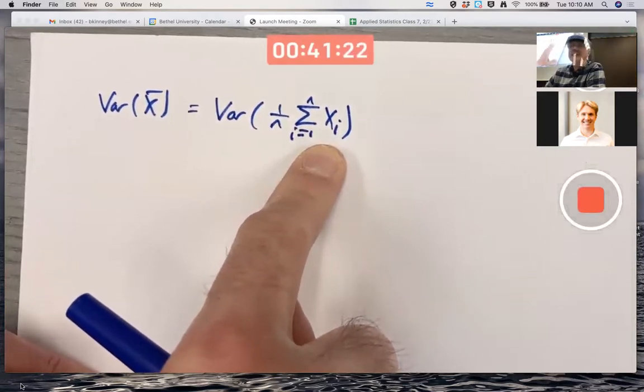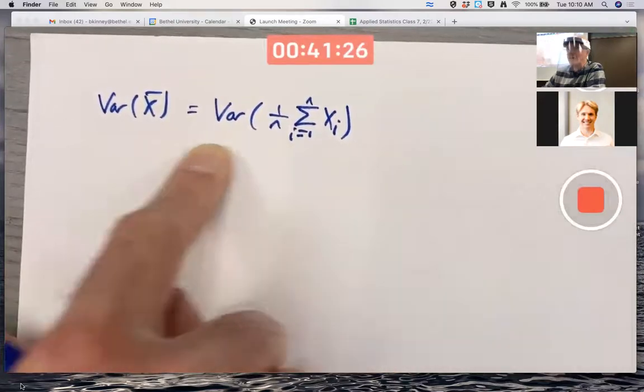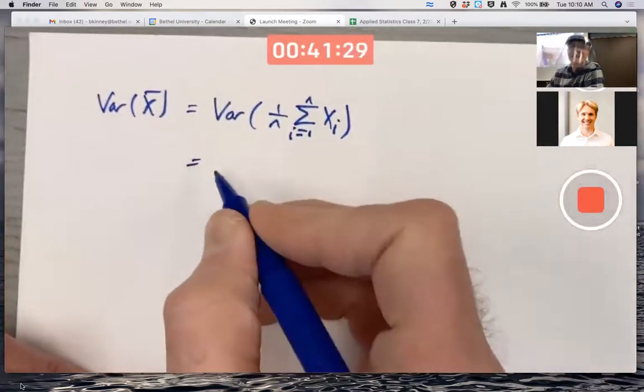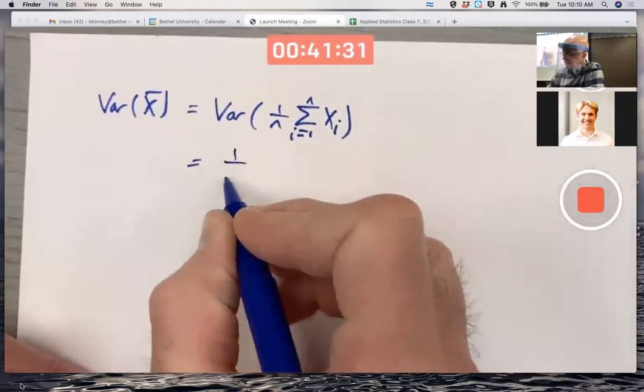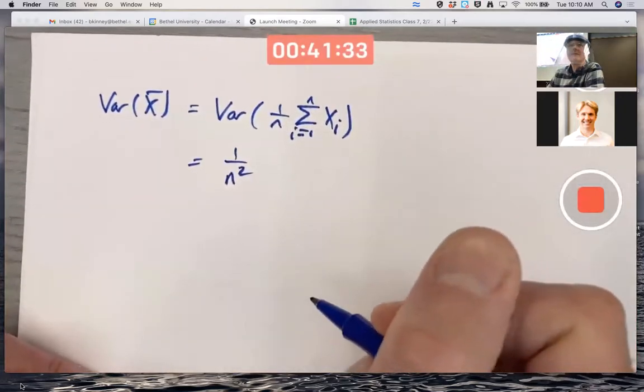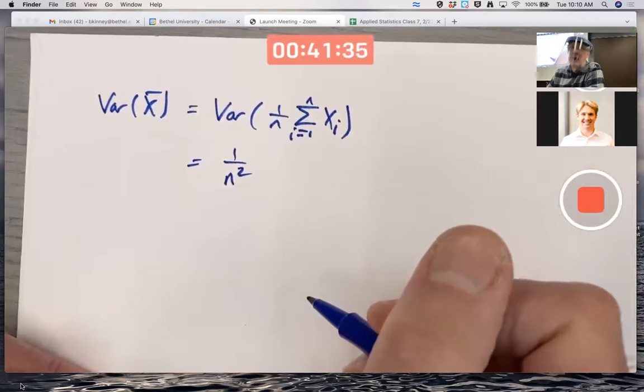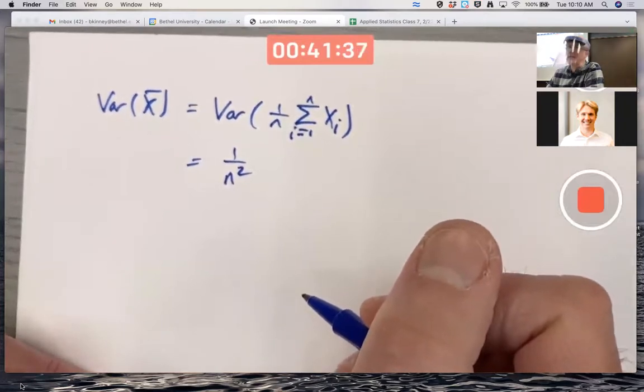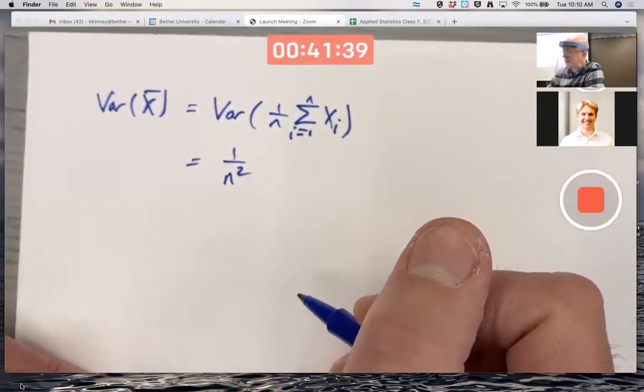Can we do that for variances? Kind of, but with some caveats. If I pull the 1 over n out in front, that's okay as long as I square it. So that's a property of the variance operator. It's not a linearity property, but it is a property.